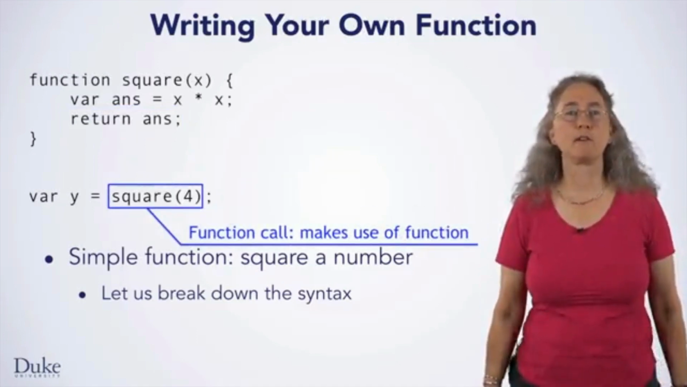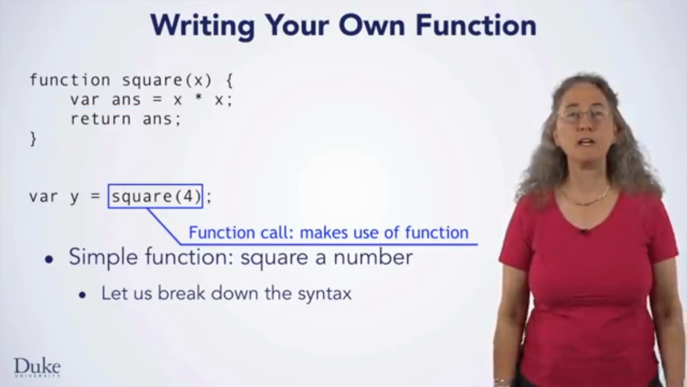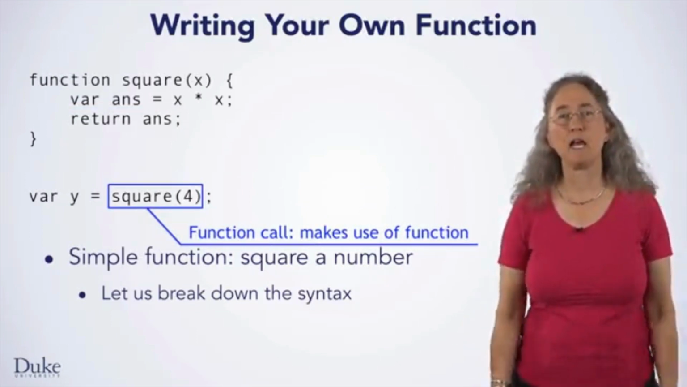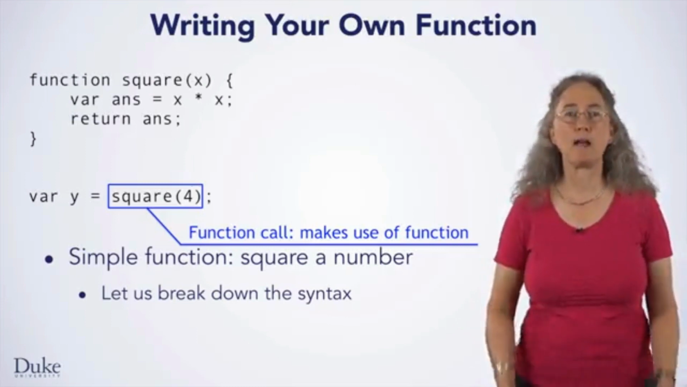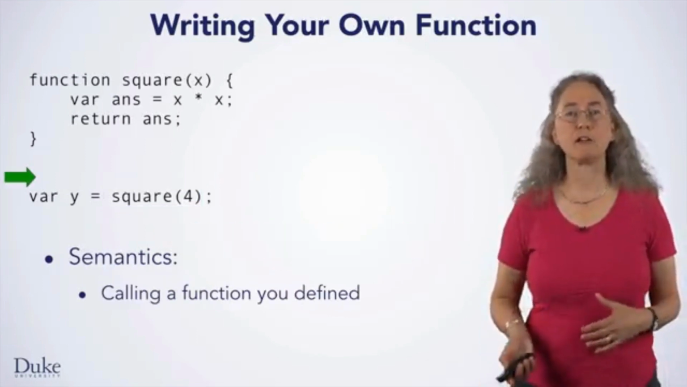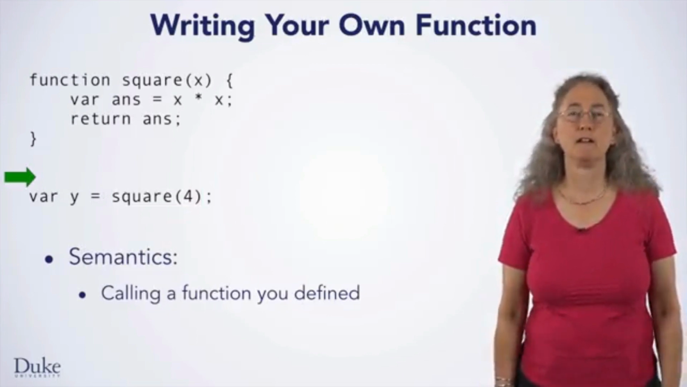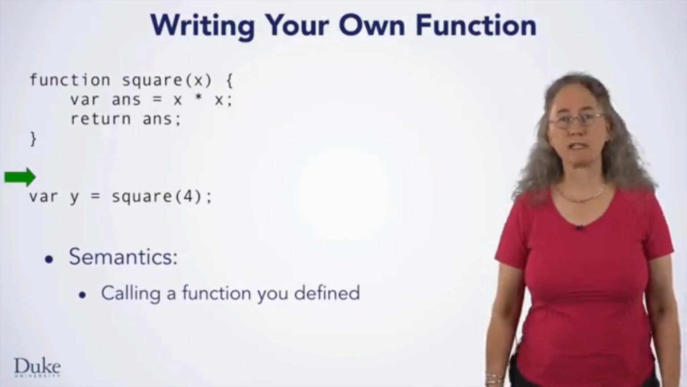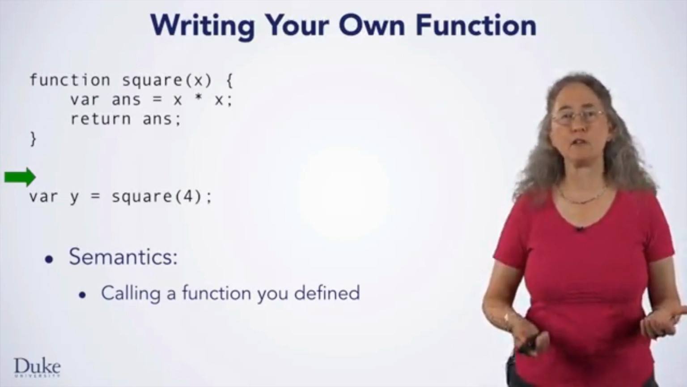Later in the code, we have a call to this function, which is how we make use of it. Here we are squaring 4 and using the result of that computation to initialize the variable y. Now that you have seen the syntax of declaring and calling a function, let's step through the behavior. The declaration itself is not executed. It just tells the computer what the function means for later use.